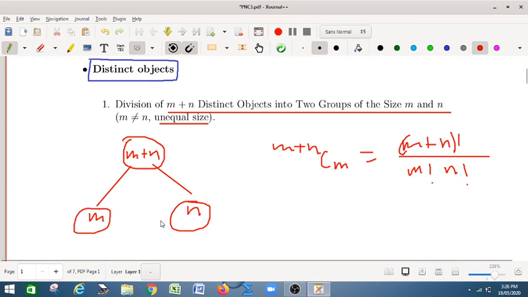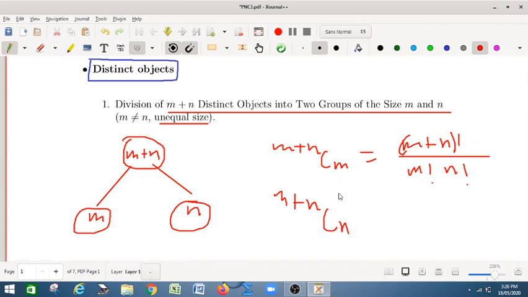So you can select the n objects also. You can select the n objects from m plus n objects. In that case your result will be m plus n C n. So this is the same result you will have. This is one group and the remaining will form the other group. So this is how your division will work for m plus n into m and n. So this is your answer, the number of ways.